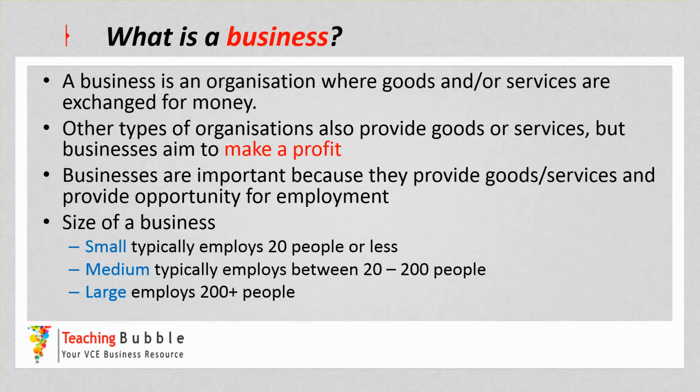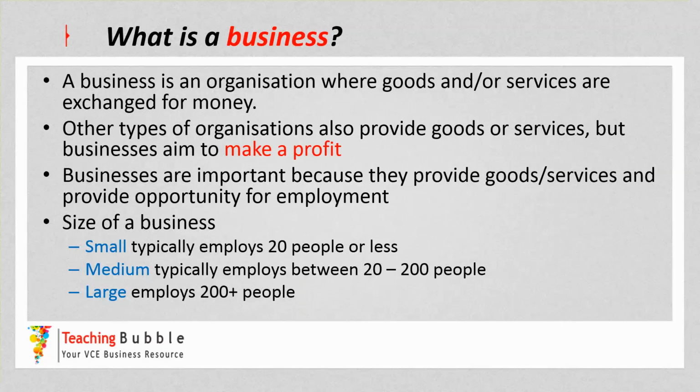Now, businesses are important for Australia and other countries as well because they provide those goods and services so that we can eat, we can have water and all the drinks, and have shelter and all those types of things that we need, and also those things that we want. But they also provide opportunity for employment, which is obviously really important to society, so that the community can have disposable income and hopefully improve their standard of living.